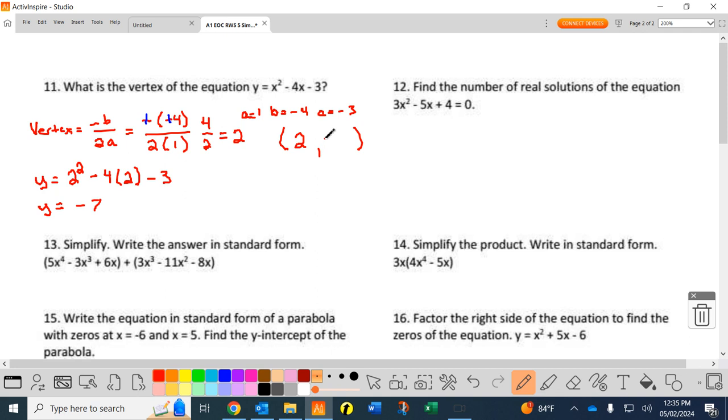And remember, vertex is a point. You can't just get the x. You can't just use a vertex formula. That gives you the x part of your vertex. Then you got to plug it back in. That gives you the y part of your vertex.